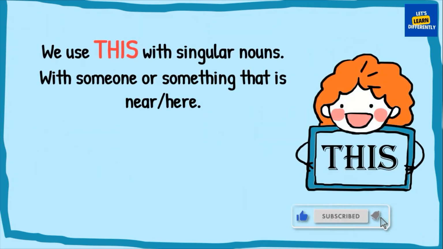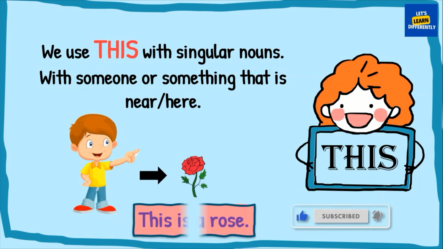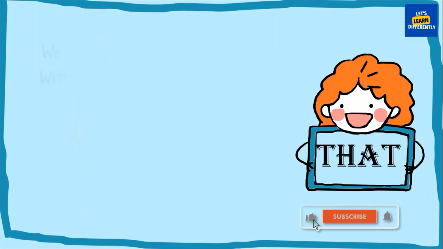This. We use this with singular nouns when someone or something is near or here. This is a rose. You can see in the picture, the rose is near the speaker. So we will say this is a rose.